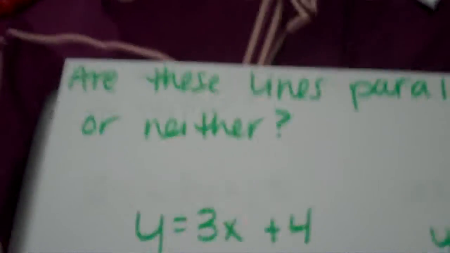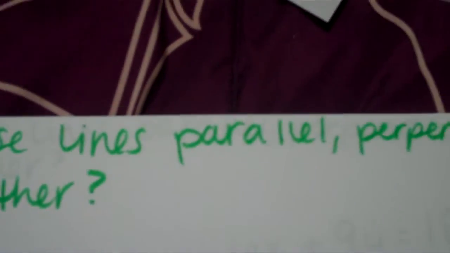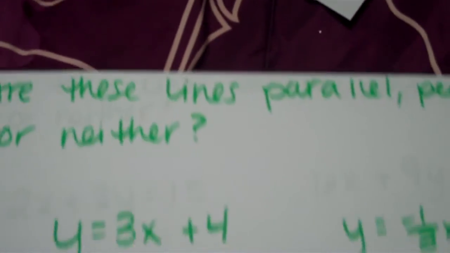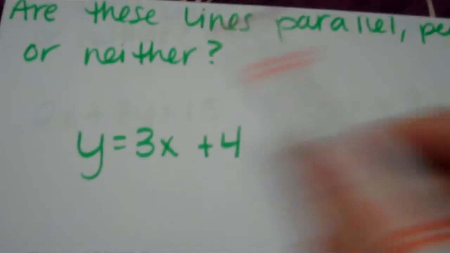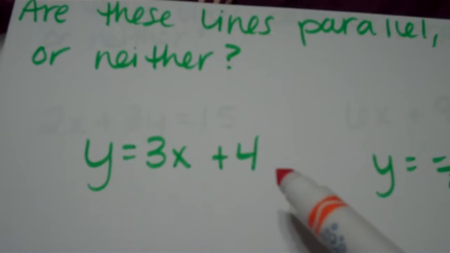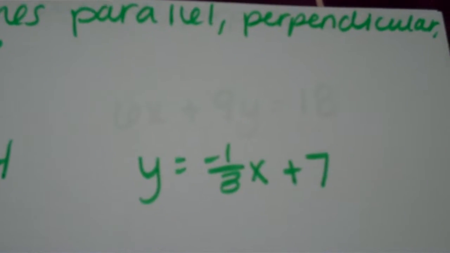Okay, so I need you to write down this problem exactly as it says. Are these lines parallel, perpendicular, or neither? Here's what they're really going to ask you on the assignment today as well as on your STAR test. Are these lines parallel, perpendicular, or neither? And I have 2 lines here. Real quick, write these down. y = 3x + 4, and y = -1/3 x + 7.